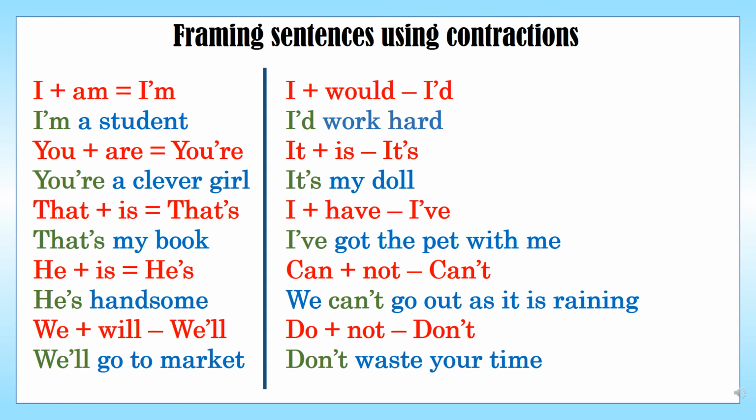Next one, I plus have can be said as I've. I've got the puppy with me. Next one, can plus not can be said as can't. Can plus not is equal to can't. We can't go out as it is raining.